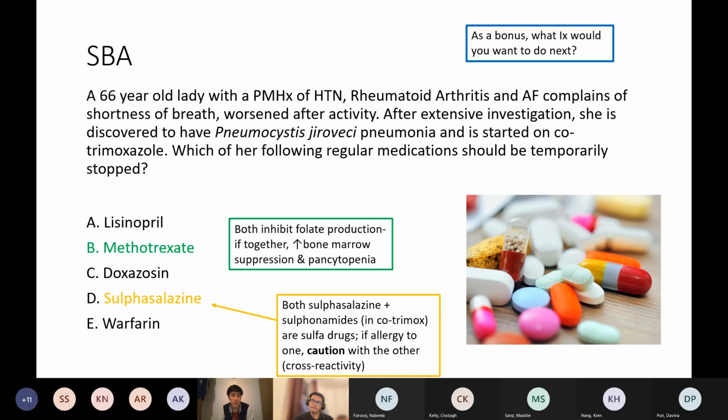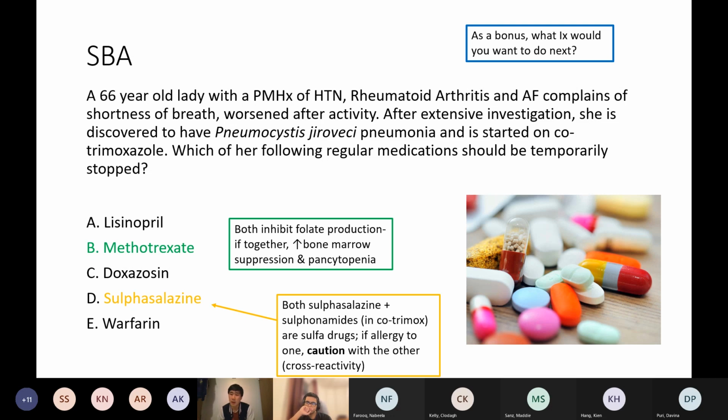Just to test your general pharmacology, let's talk about what the other drugs are. So lisinopril, when do we use that? What type of drug is it? What of her past medical history is it treating? Good. ACE inhibitor for hypertension, fantastic. Methotrexate, we discussed as an antifolate. Which of her history is that treating? Good, rheumatoid arthritis, because it's a DMARD, as is sulfasalazine.